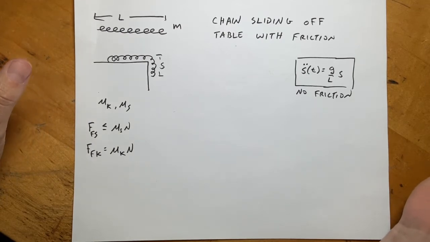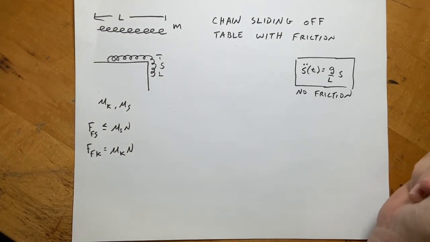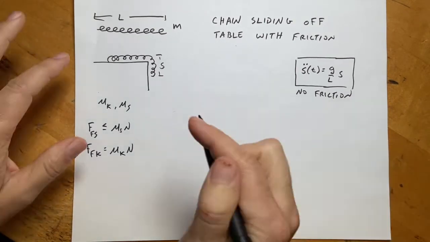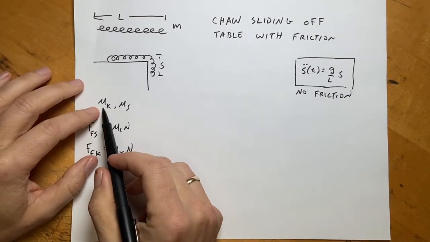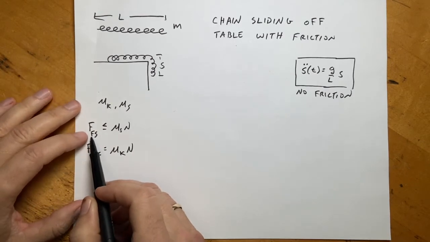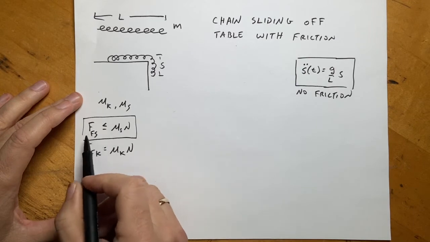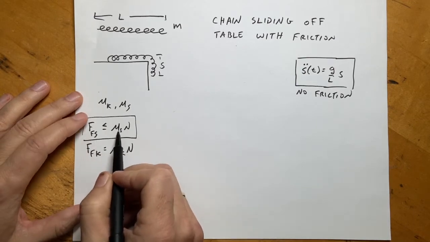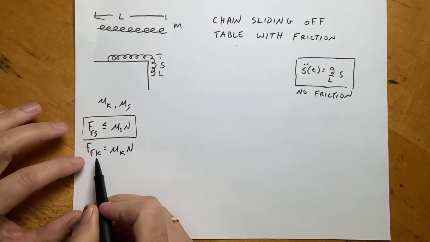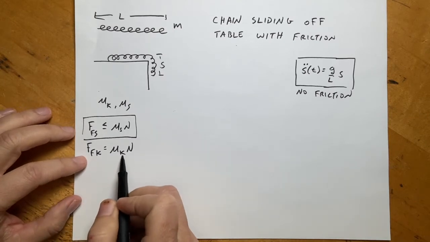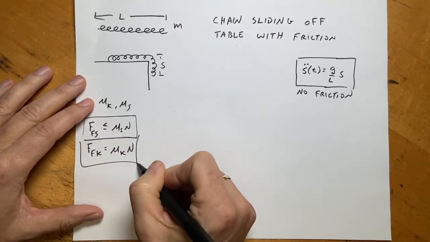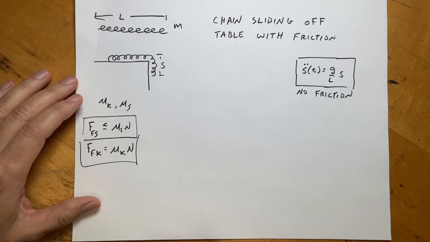I'm going to use the half Atwood machine approach again, but let's just start from scratch and do the whole thing. Let's say I have a coefficient of kinetic friction mu k, and a coefficient of static friction mu sub s. The static friction force is less than or equal to the coefficient times the normal force, and for kinetic friction it's equal to the coefficient times the normal force. These are pretty normal models for friction. So let's just get right to it.